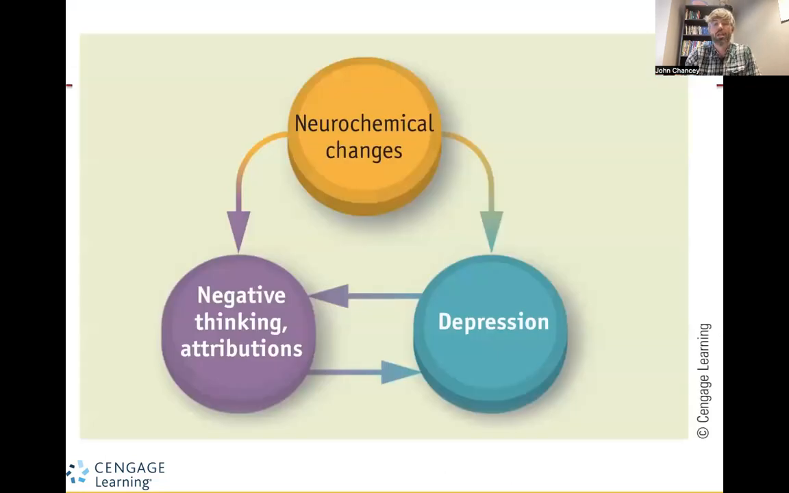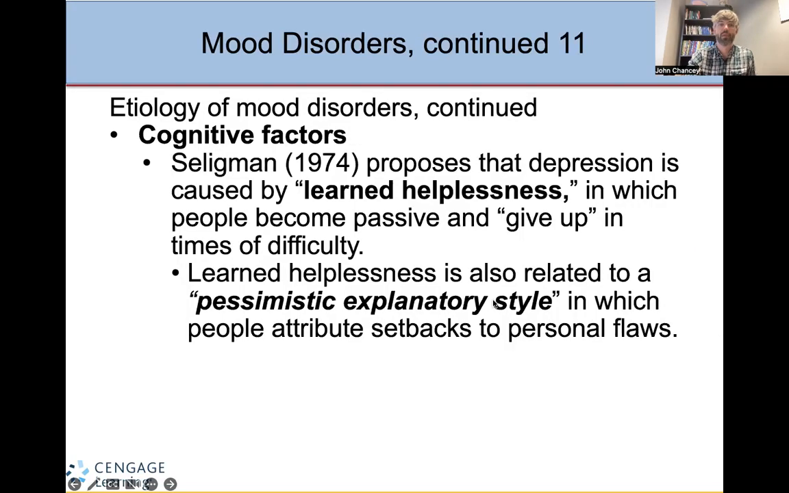So depression, it's a biological phenomenon. It's a biopsychosocial phenomenon. Neurochemical changes can impact how we think, how we attribute and explain things, which can lead to increasing or reducing depression. So all of these factors go hand in hand with one another.